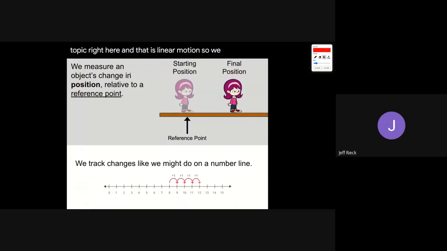So we measure an object's change in position relative to a reference point. So when we want to know how far an object has traveled, we need to know its starting position. And we're going to refer to that starting position as its reference point.